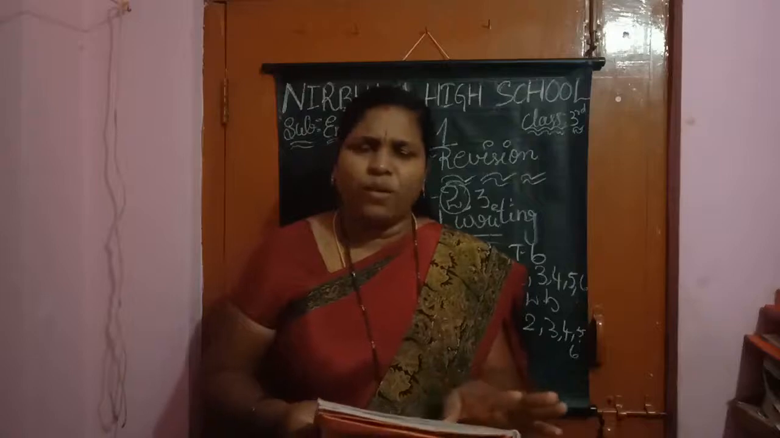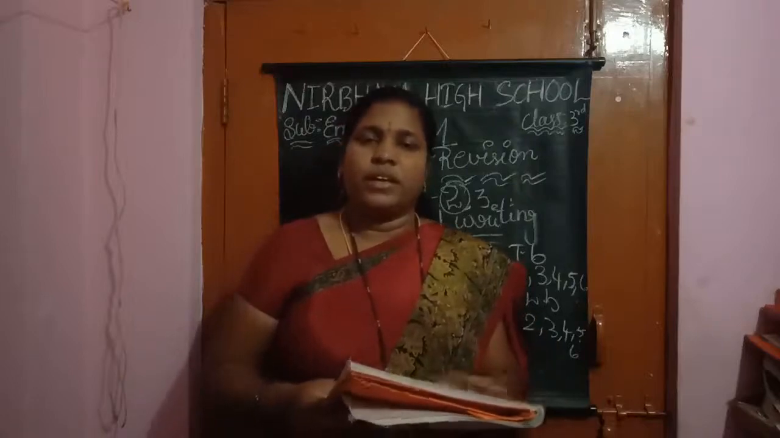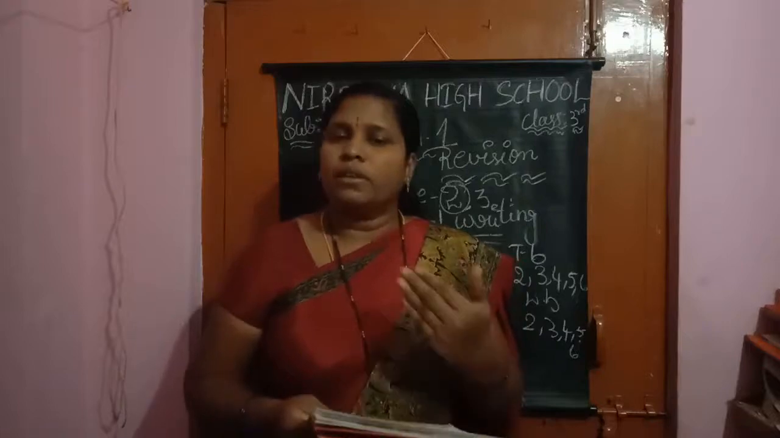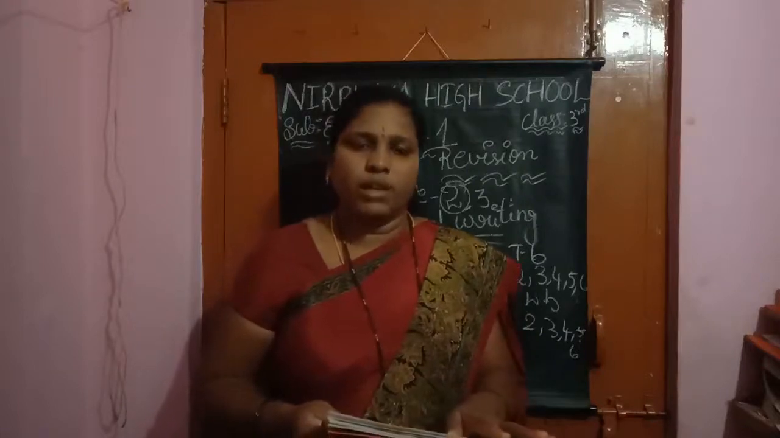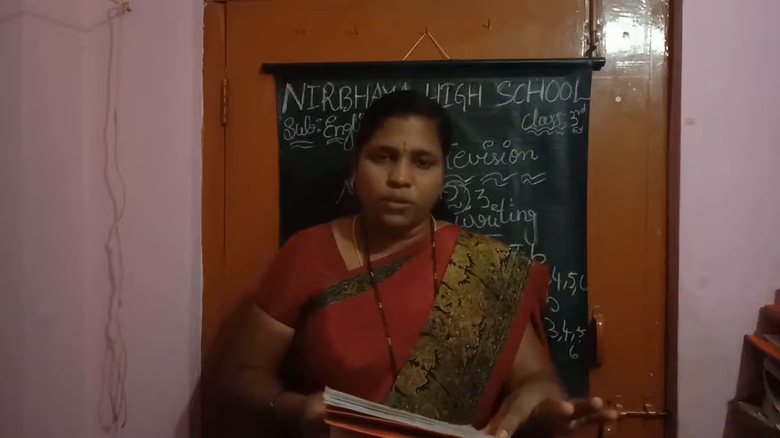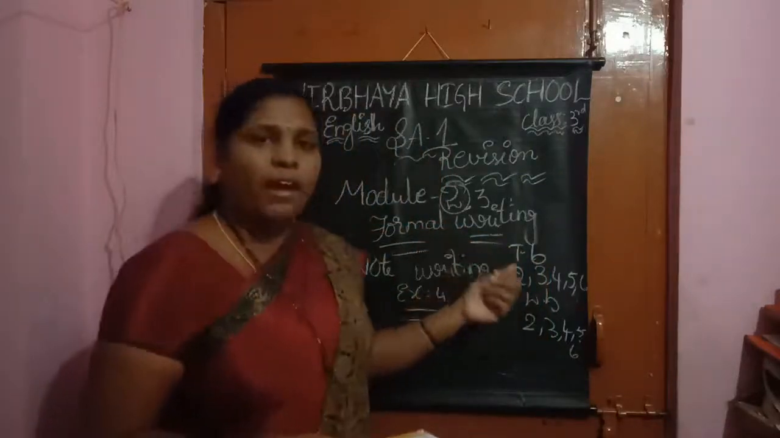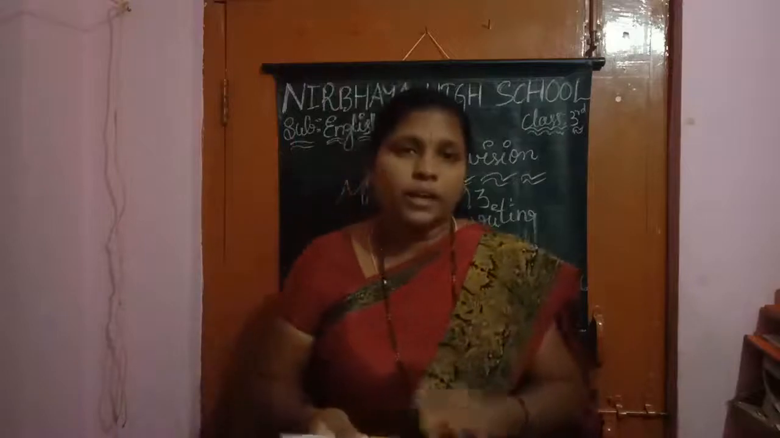Very easy, no? It is a very easy part, you will do it first. Then you can go to the hard one. Then it will be very easy to learn for you. Okay, children? Now we have finished exercise 4. In which lesson? Module 2. Formal writing we have done. Now we are going to do the creative writing.